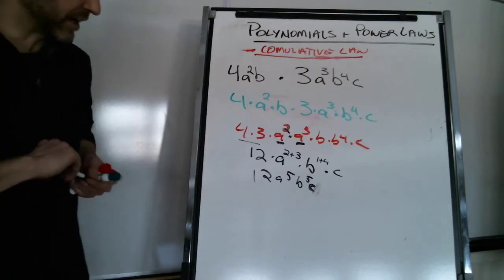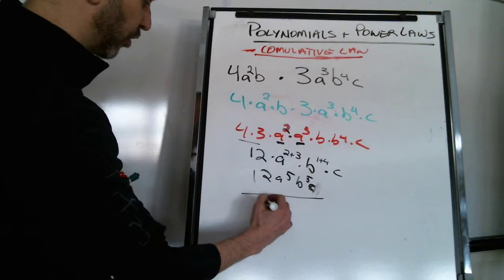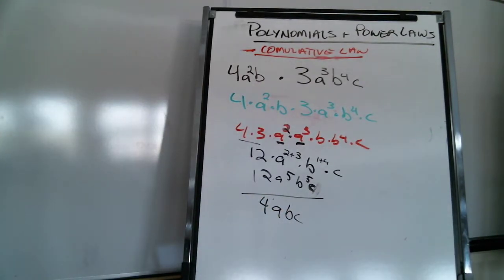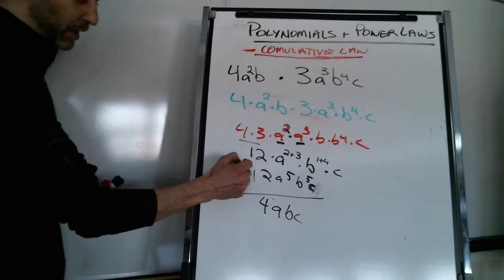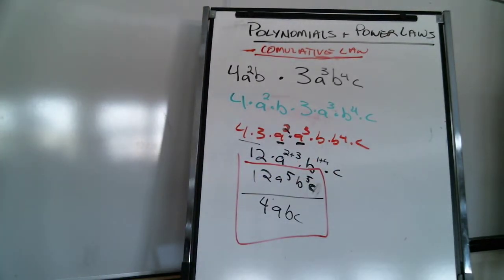Now, what would happen here if I divide this by 4ABC? 1, 2, 3. A, B, C. Okay, so this is my problem right here. Can you start to see the bases?